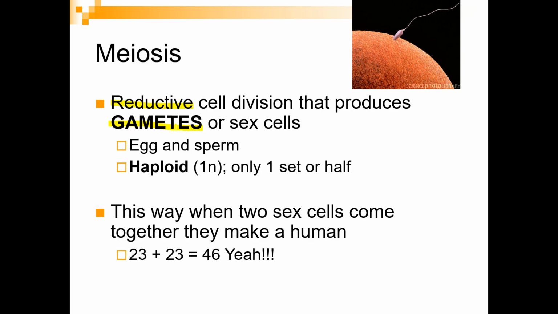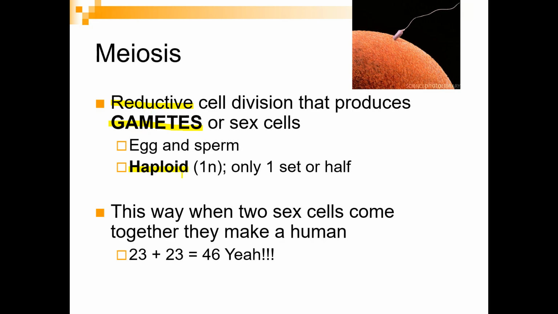These are pretty much the only cells in your body that do not have that diploid number. For guys, this is going to be sperm. For girls, this is going to be eggs, okay? And so meiosis is a reductive division that's going to reduce that chromosome number by half. And so the cells that are generated are gametes.